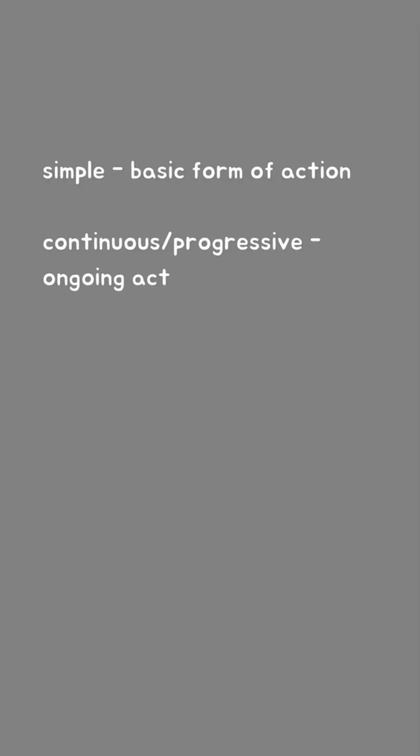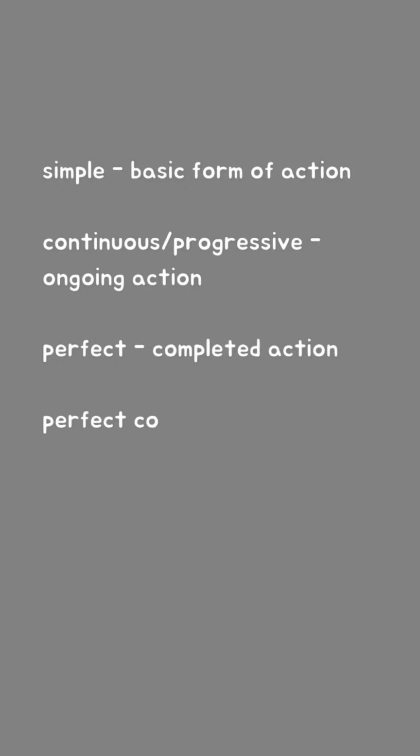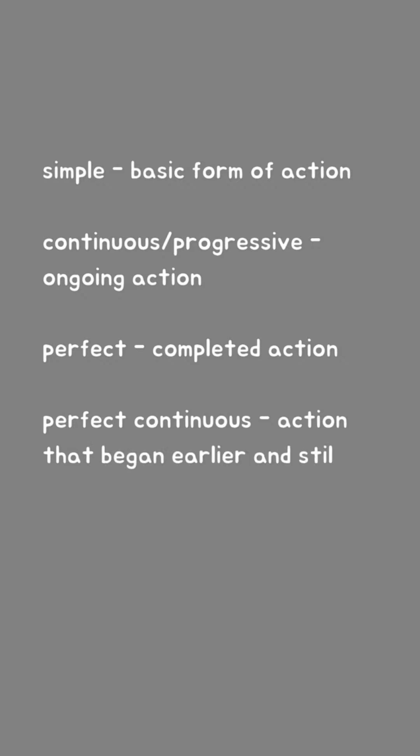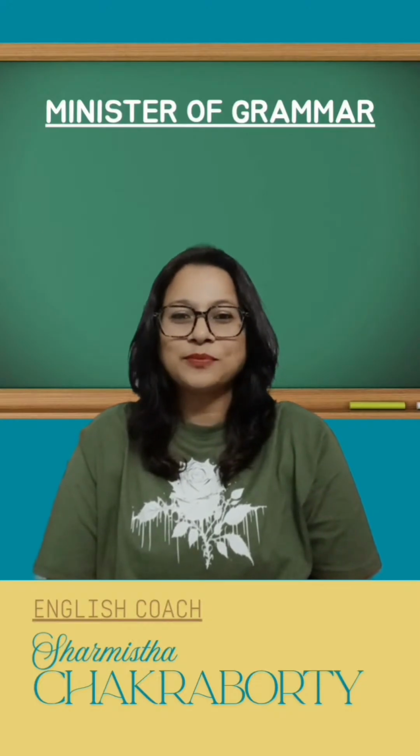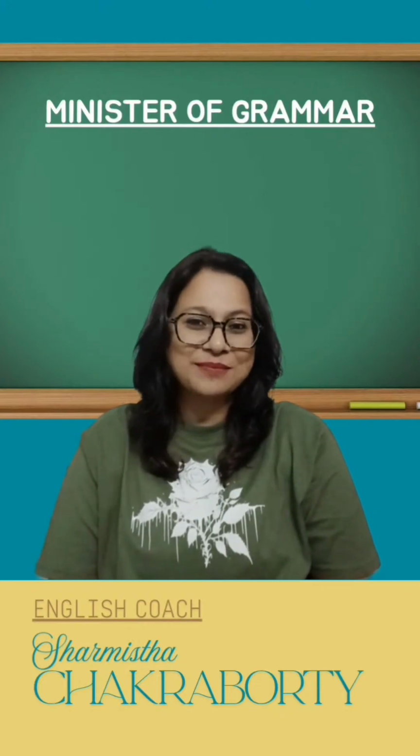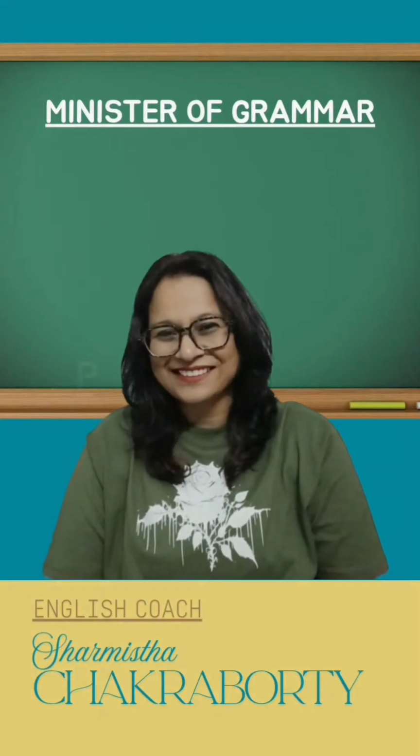These are simple, the basic form of action, the continuous, the ongoing action. It is also called progressive, the perfect, the completed action, and the perfect continuous, the action that began earlier and is still continuing. So today we'll be learning about present tense and its 4 aspects. Let's begin.